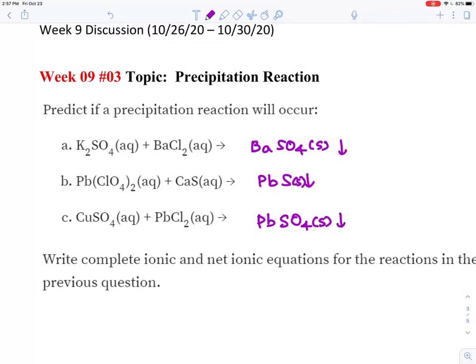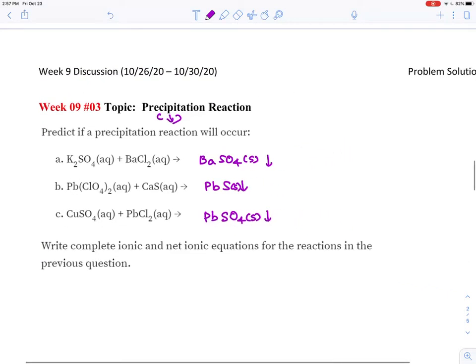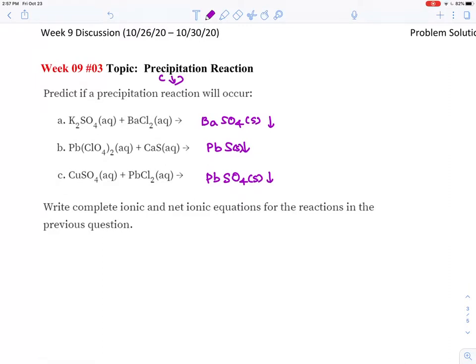So this is prior knowledge about precipitation: when things have insoluble products, they are all going to settle down at the bottom. So write the ionic reactions and net ionic reactions. The net ionic reaction is probably the most common one here. So let me start with a net ionic reaction.